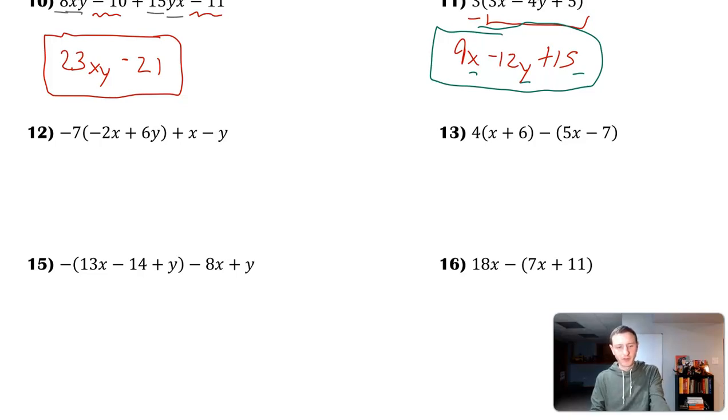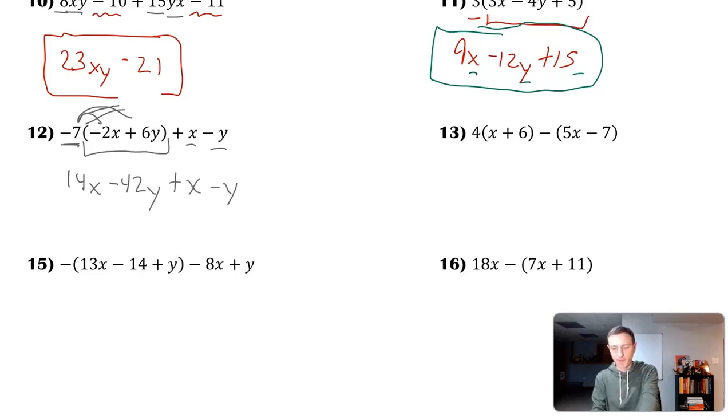So number 12, we want to distribute the negative 7. So negative 7 times negative 2x, negative 7 times 6y. And then we also have this plus x minus y. Now we are not going to distribute all the way to the x and the minus y. It's only negative 7 times this. So negative 7 times negative 2x is positive 14x. Negative 7 times negative 2: a negative times a negative makes a positive. Negative 7 times positive 6 is negative 42y plus x minus y.